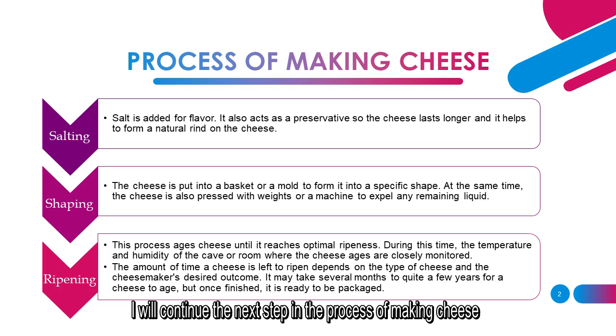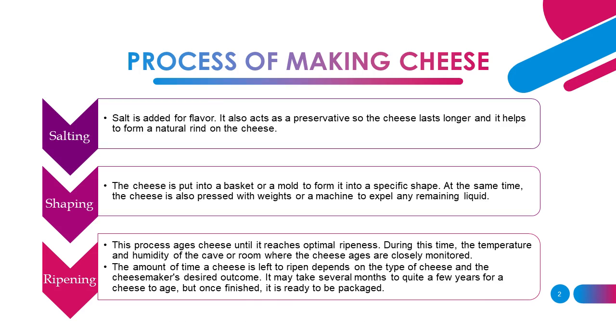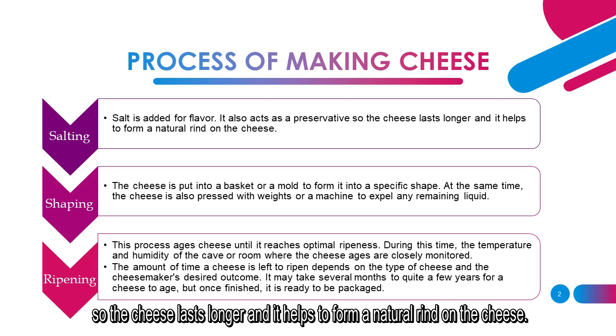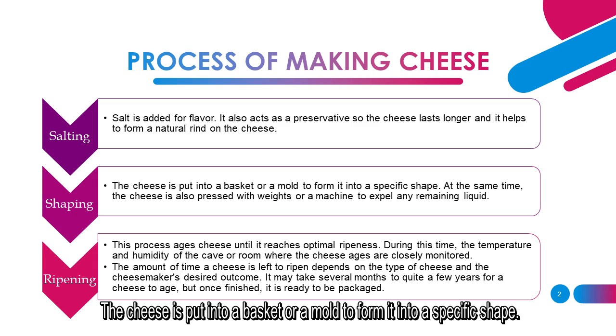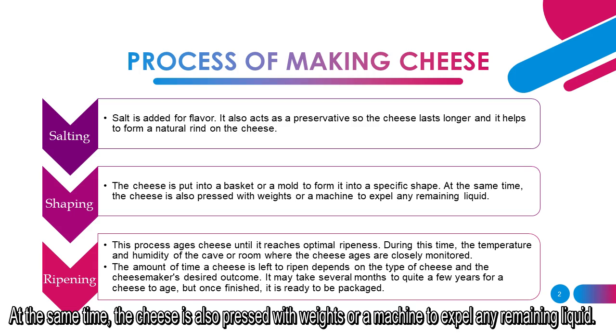I will continue the next step in the process of making cheese, salting. Salt is added for flavor. It also acts as a preservative so the cheese lasts longer, and it helps to form a natural rind on the cheese. After that, shaping. At this stage, the cheese is put into a basket or a mold to form it into a specific shape. At the same time, the cheese is also pressed with weight or a machine to expel any remaining liquid.